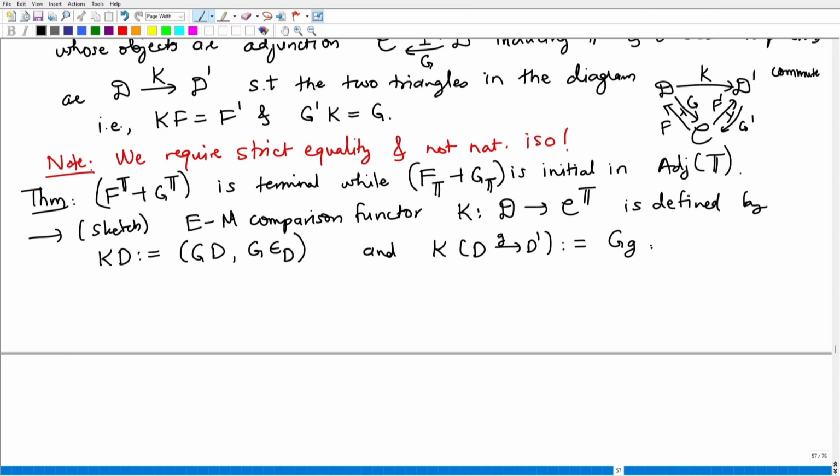Okay, and you have to verify. This verification I am leaving as an exercise. You have verified the commutativity properties. Then the Kleisli comparison functor. What should be the source category of this functor?